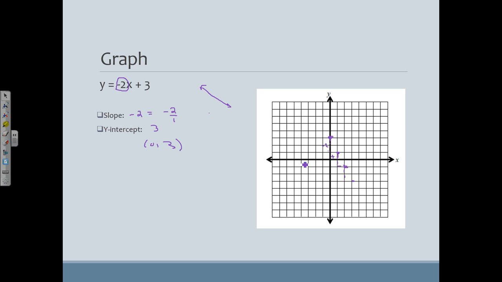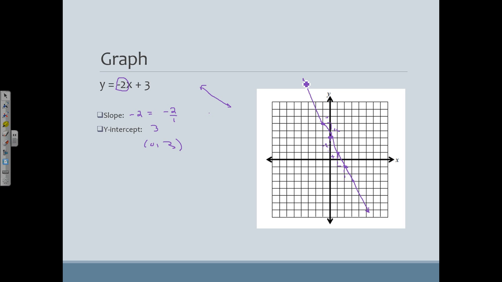Now, if I go from my starting point and I go up 1, so up 1 and over 2, I've gone positive 2 and negative 1. So you want to make sure that if it's a negative slope, we're going in the negative direction at least once. So I'm trying really hard here to connect my dots because that's the last thing I want to do.